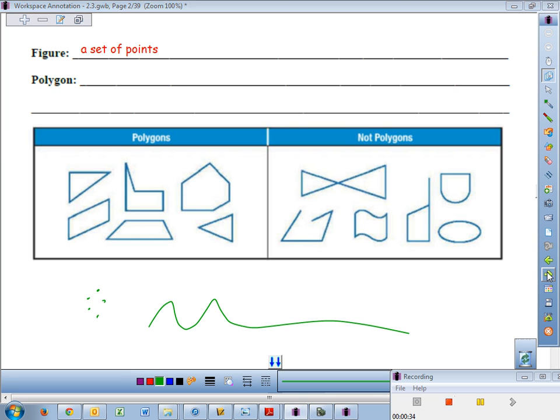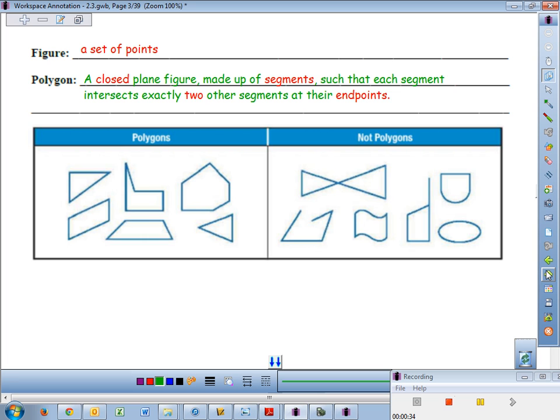Very tricky definition. It is a closed plane figure made up of segments such that each segment intersects exactly two other segments at their endpoints. So you can pause the video and write that down, and then we'll talk about it.